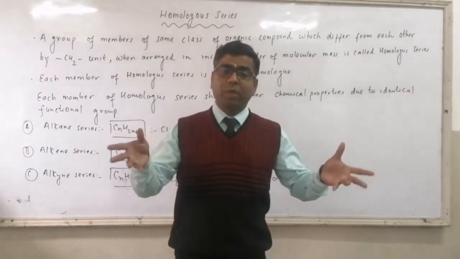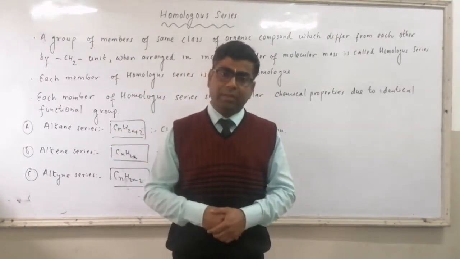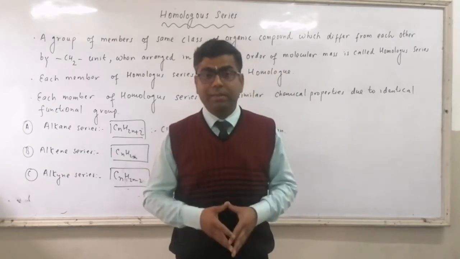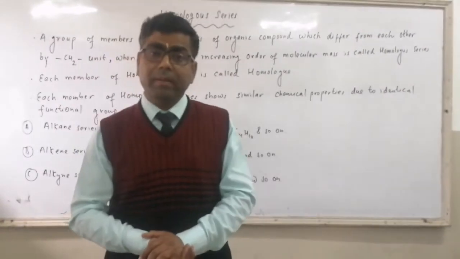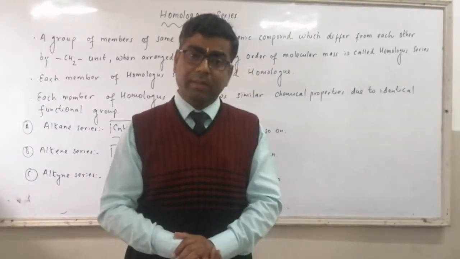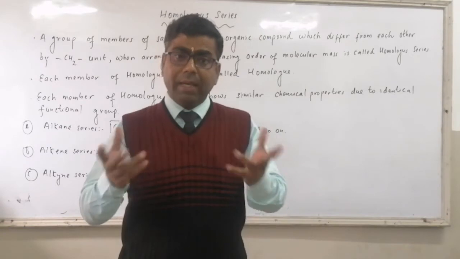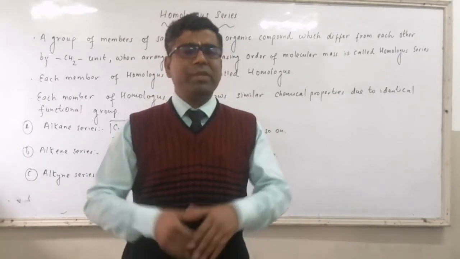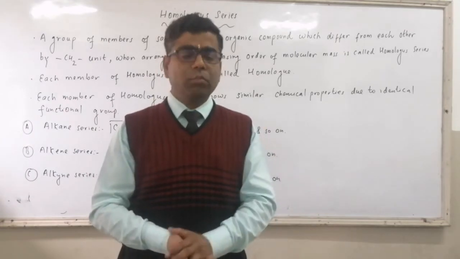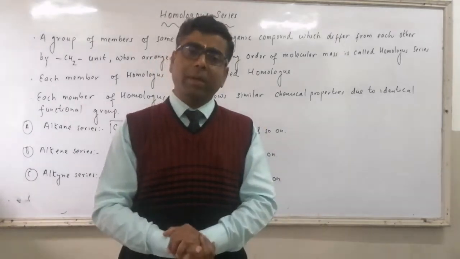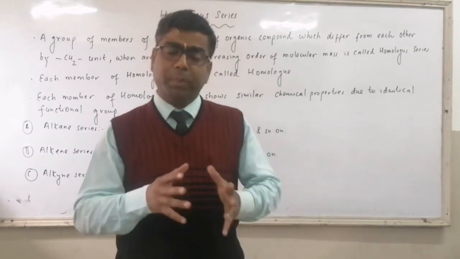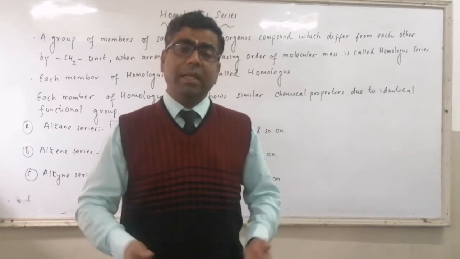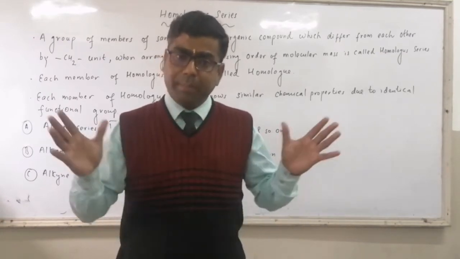Like if we talk about CH4, that is methane, and ethane, their chemical properties will be the same, but their boiling point will be different, the melting point will be different. Reason? Because they have a difference of 14 amu mass. So physical properties are governed by molecular mass, and chemical properties are governed by the functional group. If we have members from the same class, same series, then their chemical reactions will be the same.